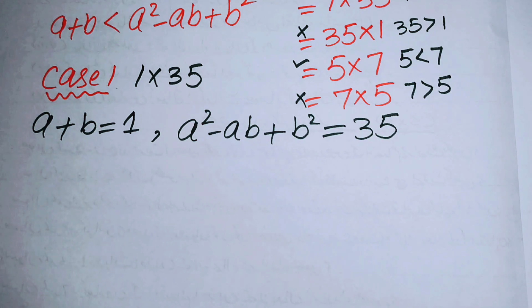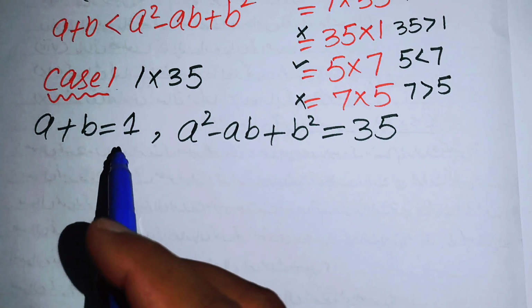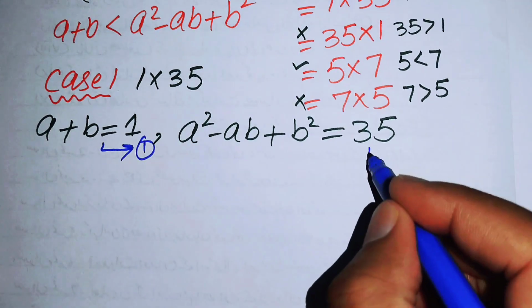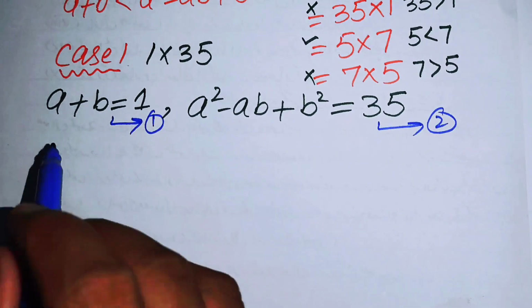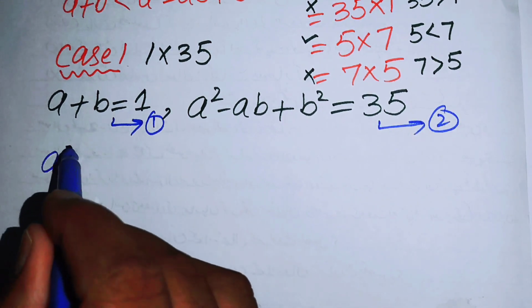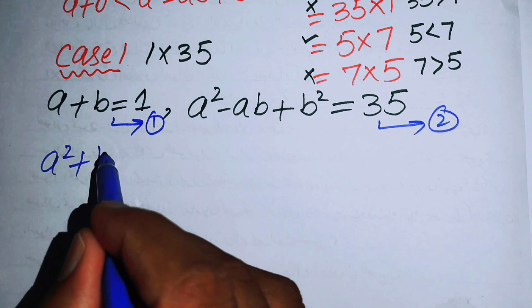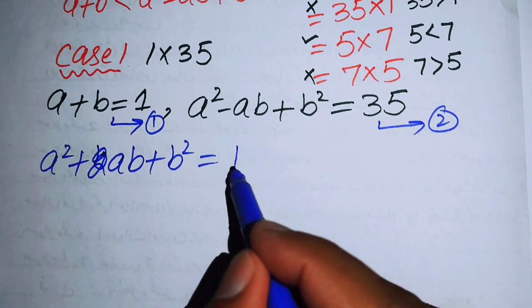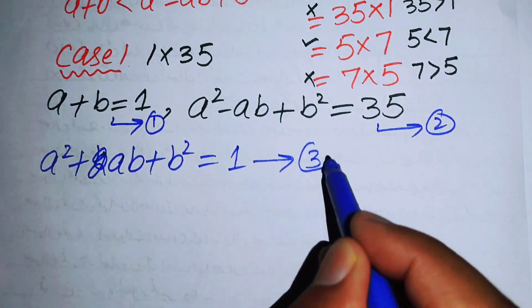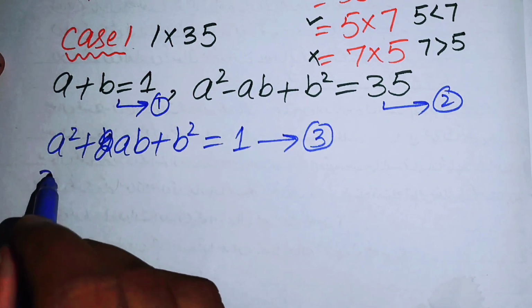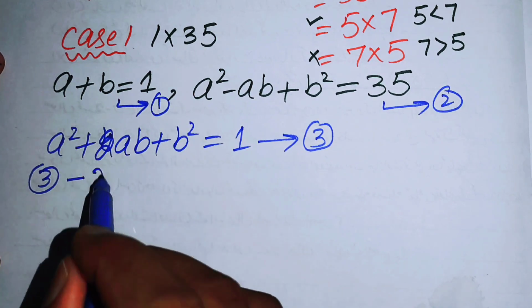Now we solve these two equations. I name this equation number 1 and this equation number 2. First I apply the square on both sides of equation 1, so you get a squared plus 2ab plus b squared is equal to 1, and I name this equation number 3. And now I can subtract equation number 2 from equation number 3.